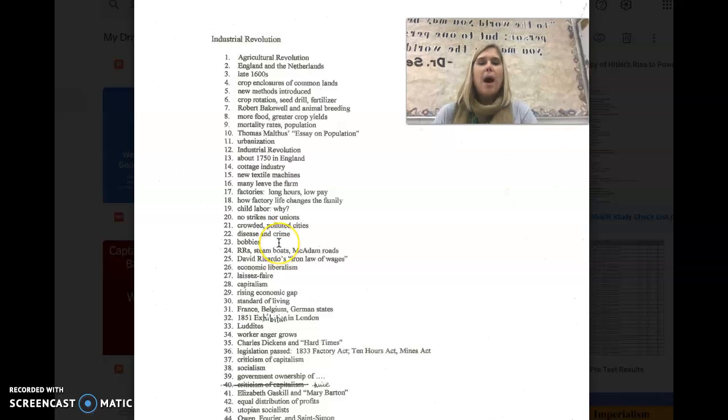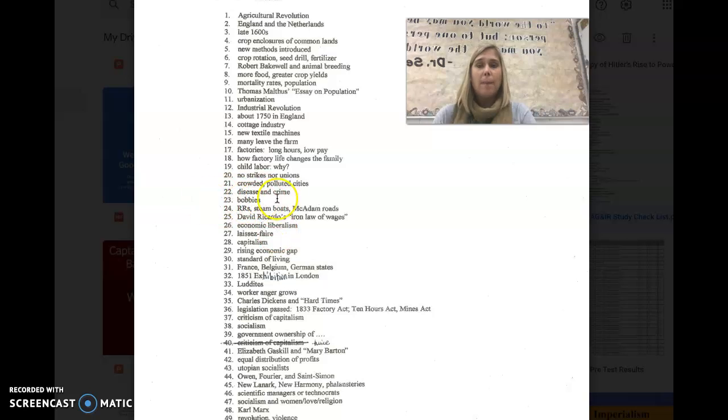If you see the term bobbies on your test, this refers to the police in London, England. This is actually the name of the police in London, England. They're called bobbies.